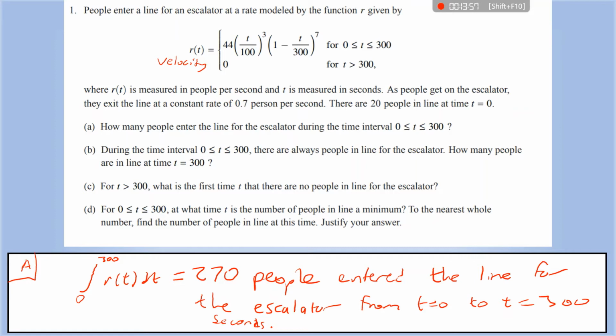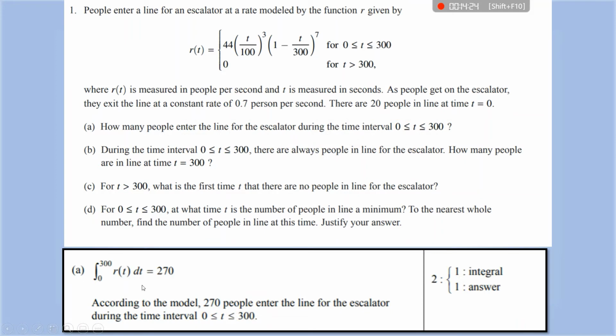Okay, so if you're not sure, we can kind of reuse the question. They asked how many people, so I'm going to throw my number out, 270 people, and then just copy the rest of this. So 270 people enter the line for the escalator during the time interval 0 to 300 would be a perfect answer. Okay, cool. I'm going to check the scoring guide: 1 point for the integral, looks good, and 1 point for the answer of 270.